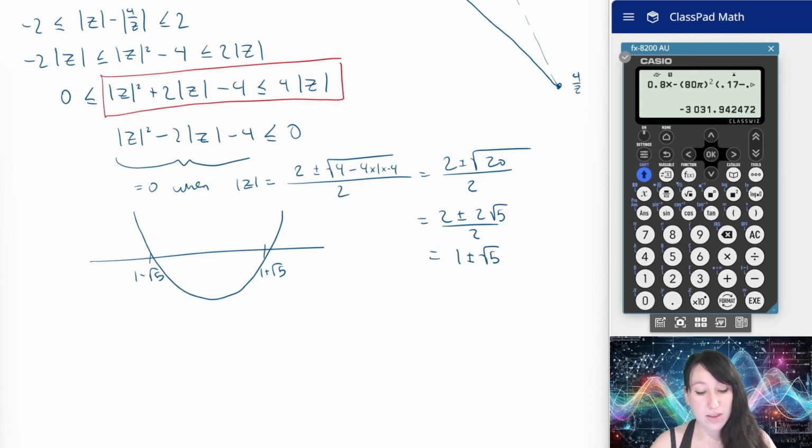Now, the absolute value of z, which is also the modulus, is the length or distance from the origin. It has to be positive. So we're going to restrict ourselves from 0 to 1 plus the square root of 5. So that means that the modulus of z, the absolute value of z, is less than or equal to 1 plus root 5.